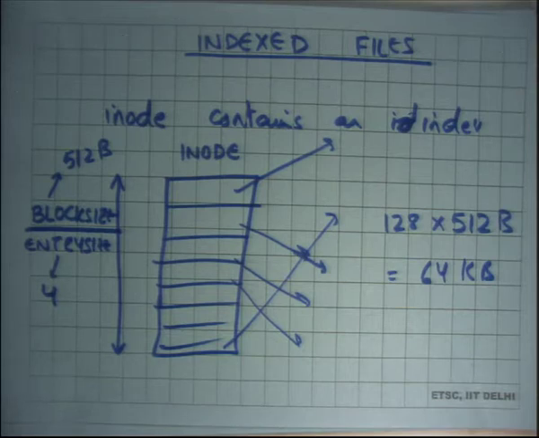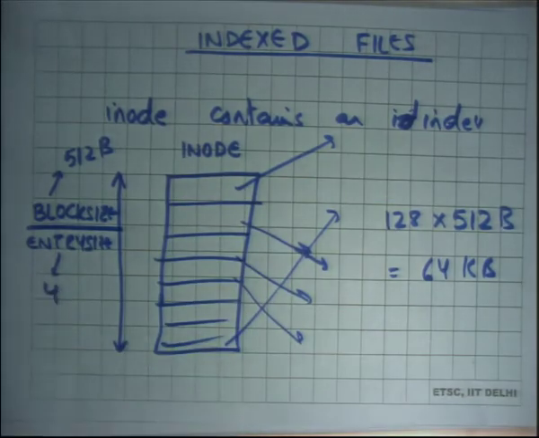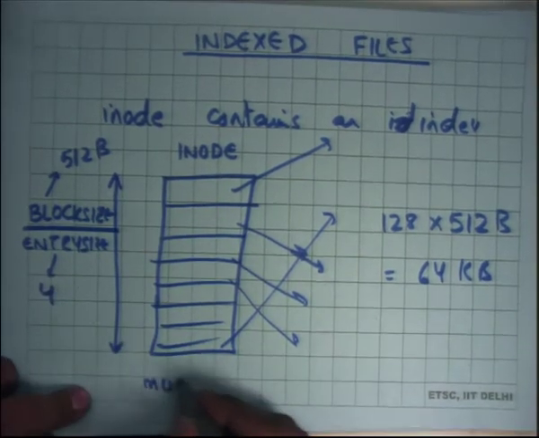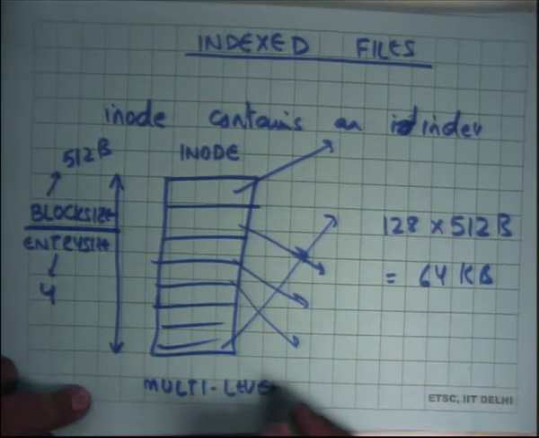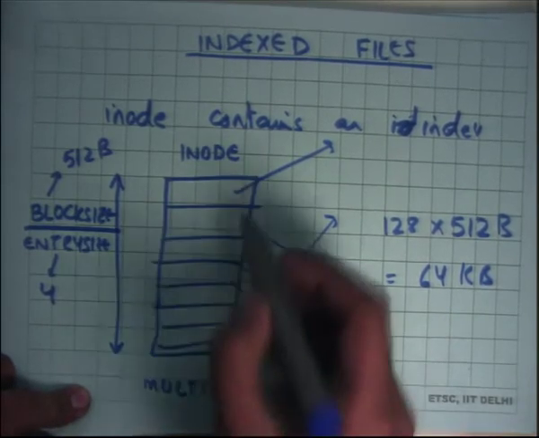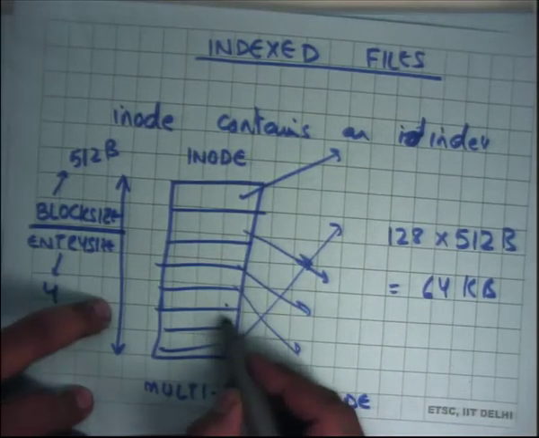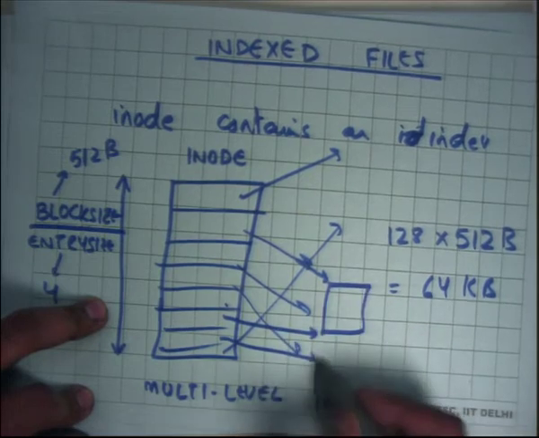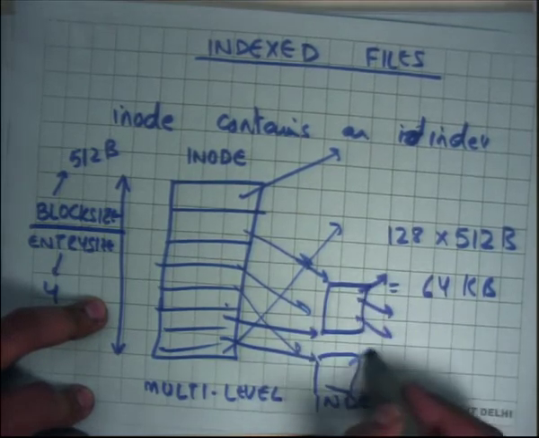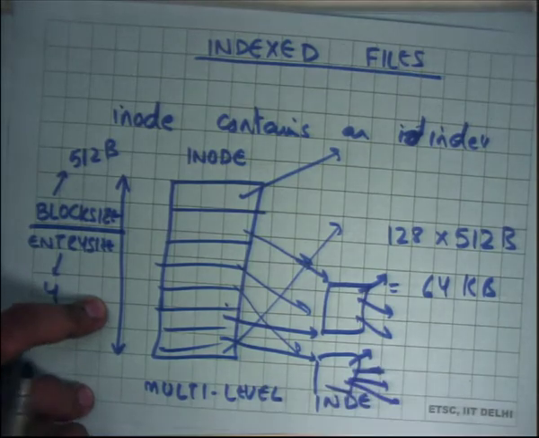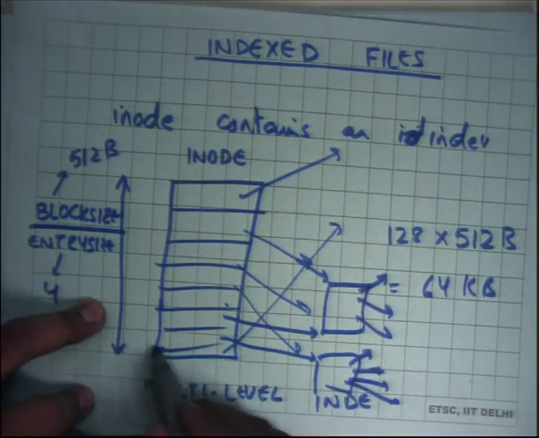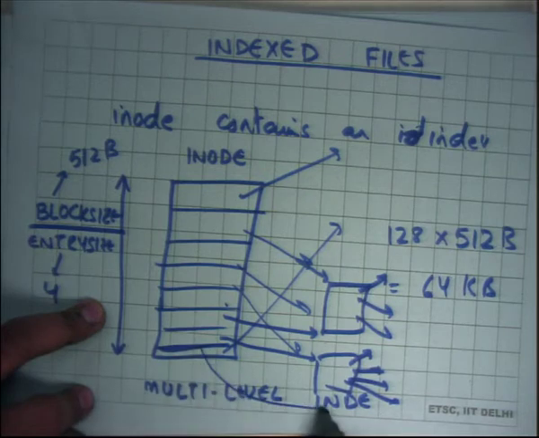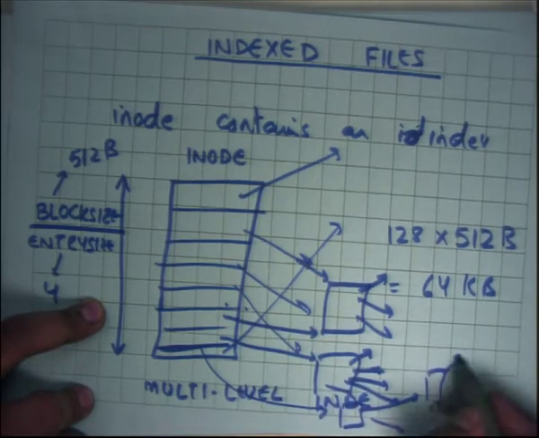optimize for that. So instead of having a uniform 2-level structure, what's done is you have a multi-level index. What this means is that the first few entries are single level, then a few entries are double level, which means they point to other indexes that point to more blocks, and then the last entry or last few entries are triple level, which means it's a 3-level hierarchy.